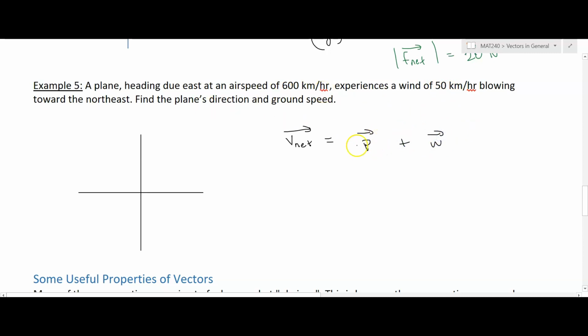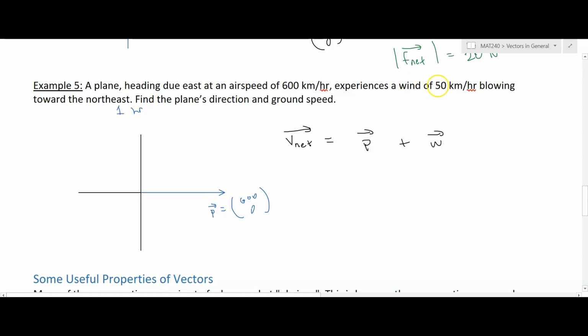Okay, now we need to figure out the components of these. We can't add 600 and 50 because these are not in the same direction. If they were in the same direction, you could sum them. One's heading due east at an airspeed of 600 kilometers an hour, so that will look roughly like that. I'm not going to worry too much about making this perfect. This is the plane vector, and if we set this picture up for 1 hour, it's going to move 600 kilometers due east.